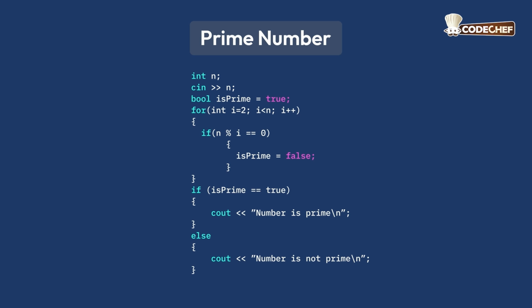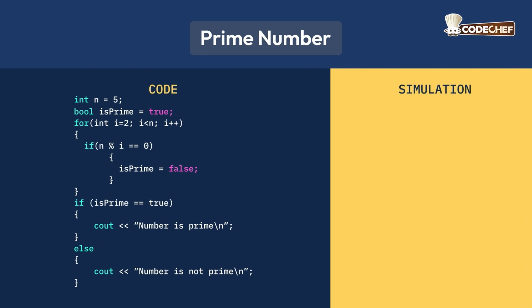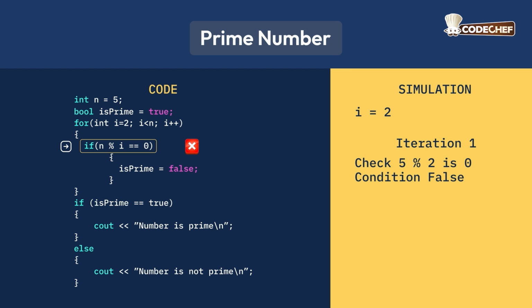Let's analyze what happens when we take 5 as the number. Okay, so this is what we got. n equals 5, isPrime equals true. Now we start off the loop where the iterator i starts from 2. In the first iteration where i is 2, we check if n mod i is 0. That is, is 5 mod 2 equal to 0? It is false, because 2 can't divide 5. Hence the value of isPrime is not set to false and it remains true.